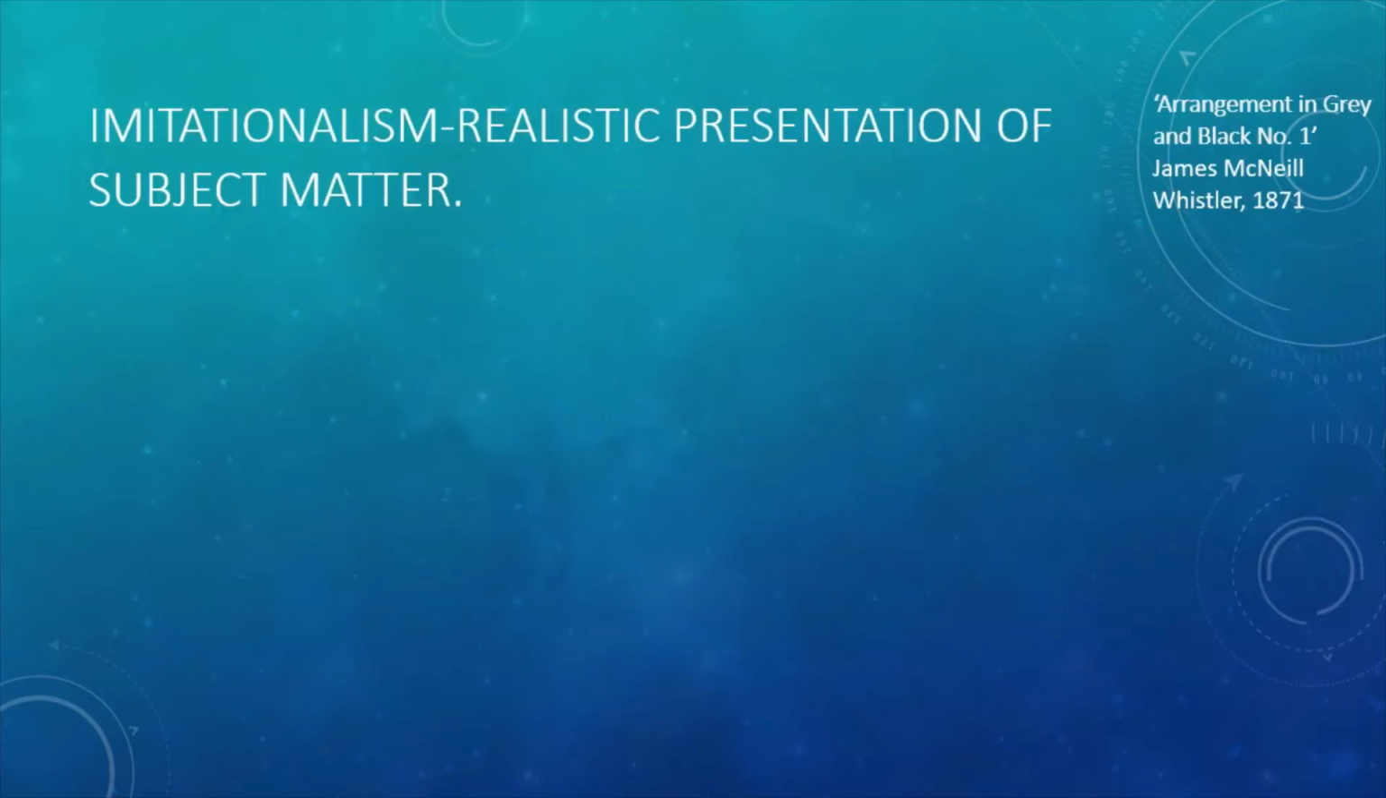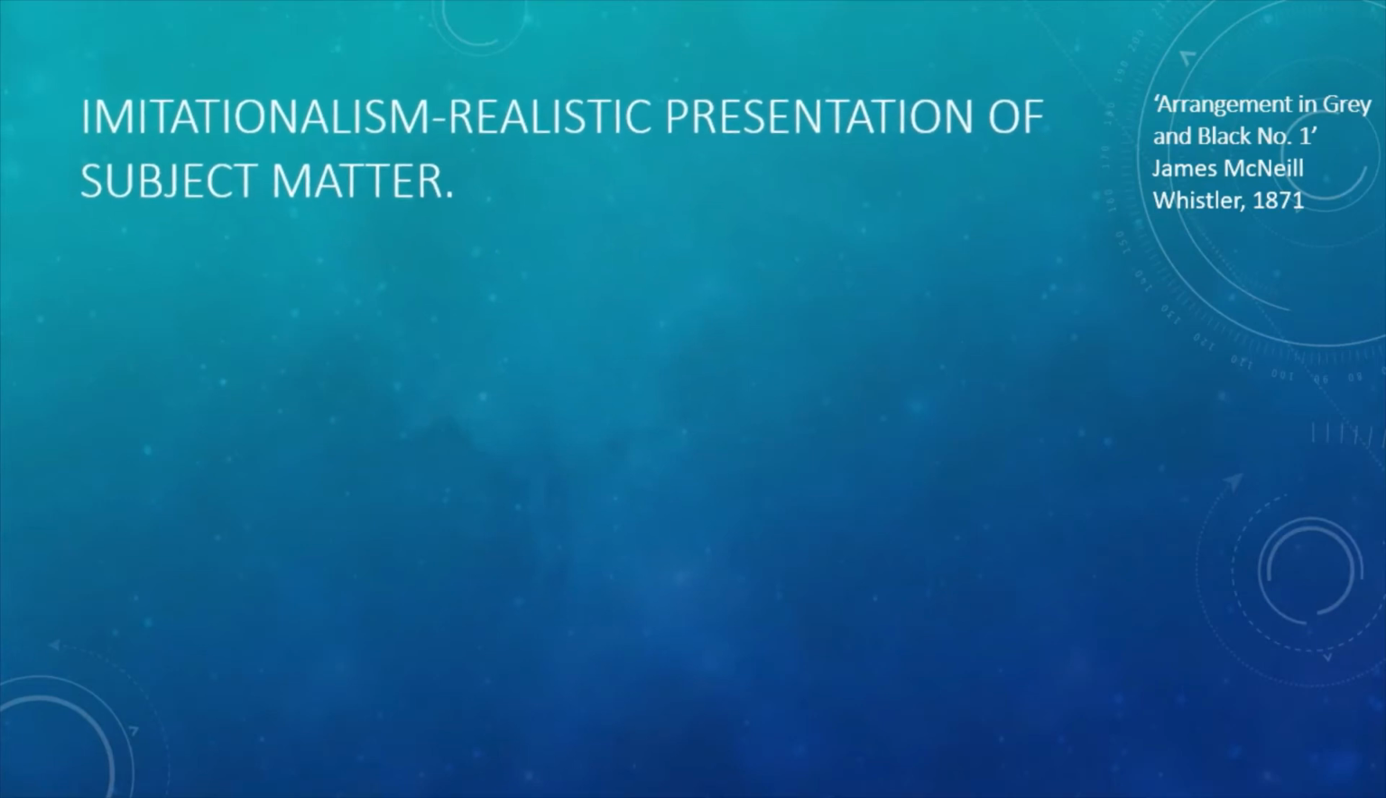Now let's look at the aesthetic theories. These are the ways that people evaluate or judge whether or not a work of art is successful, and different people have different ways of evaluating artwork. The first aesthetic theory is imitationalism. With this theory, the people are most concerned with the realistic presentation of the subject matter. It must look realistic, and the more realistic it looks, the better it is.